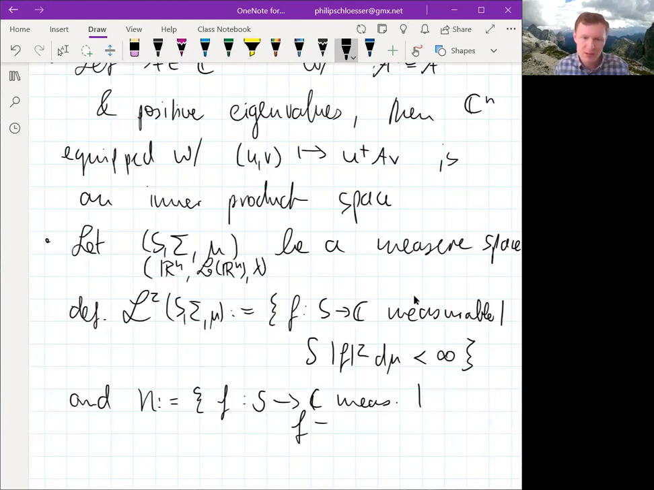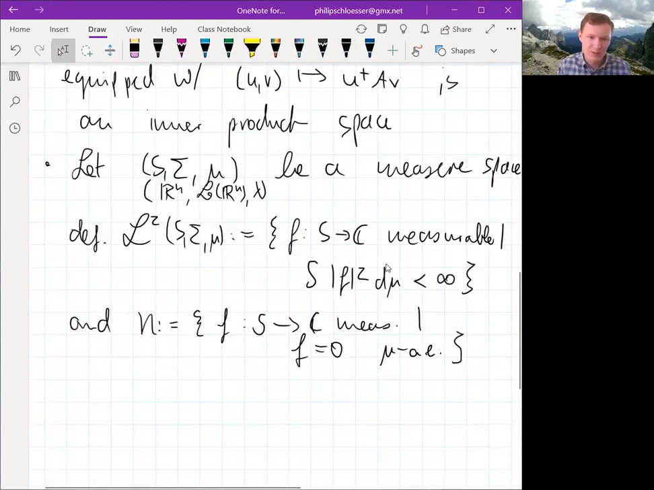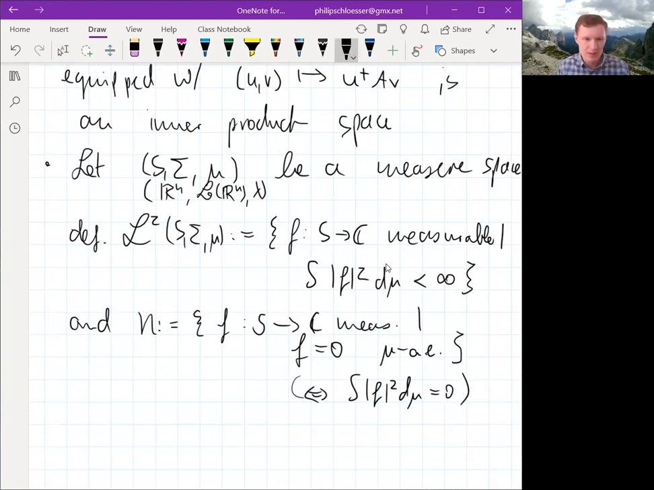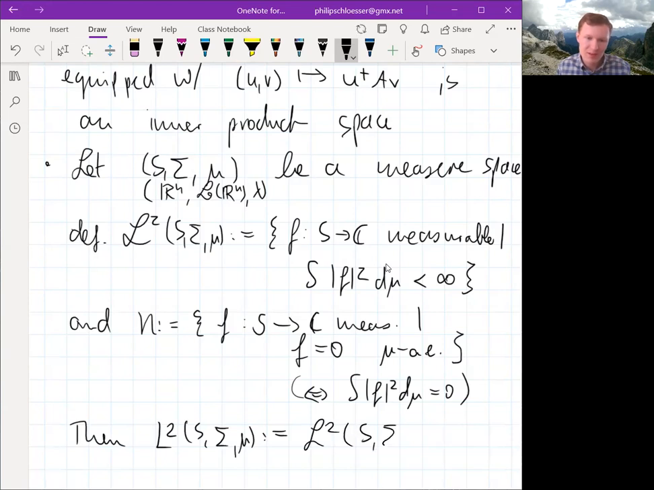Yeah, mu almost everywhere, which is equivalent to saying that the integral of |f|² dμ is 0. Then we define the quotient space L2(S, Σ, μ) to be the quotient of curly L2 with N.